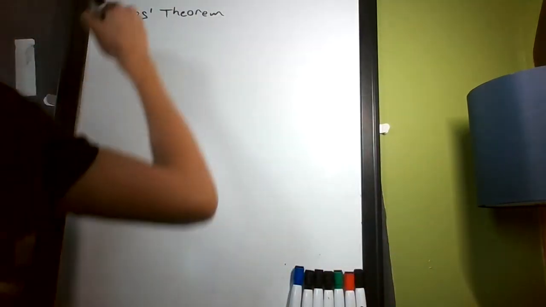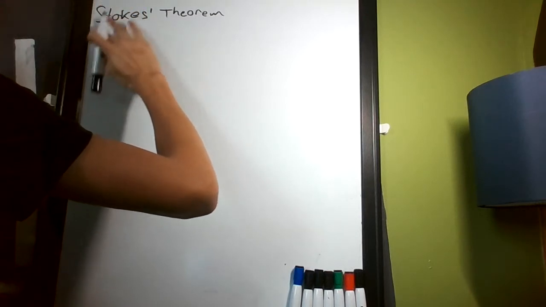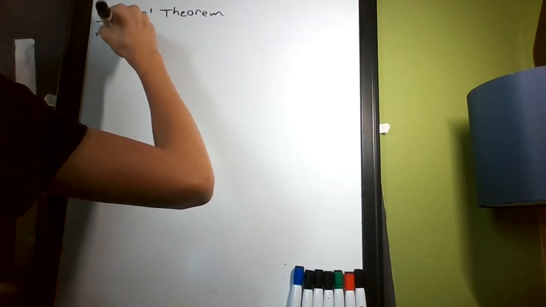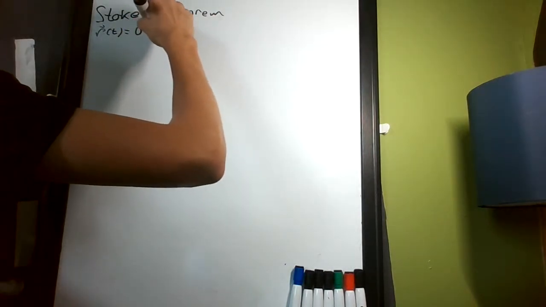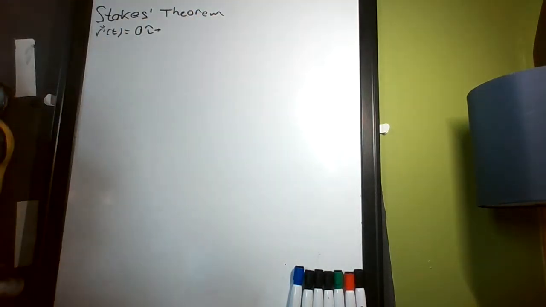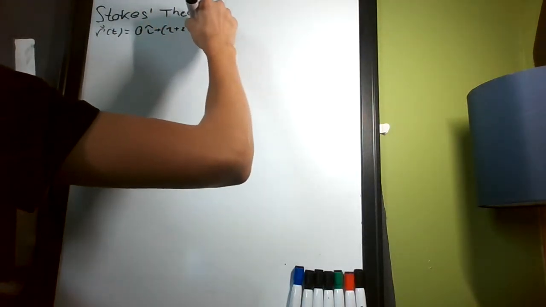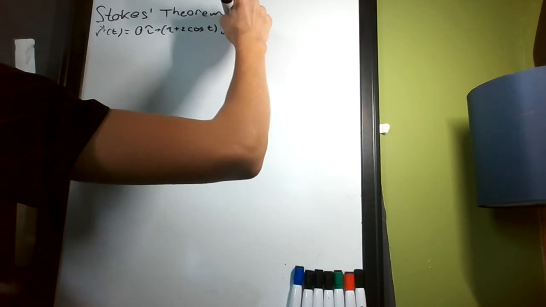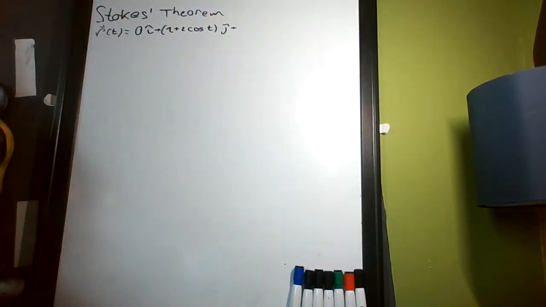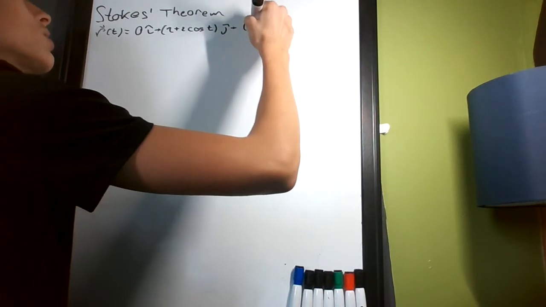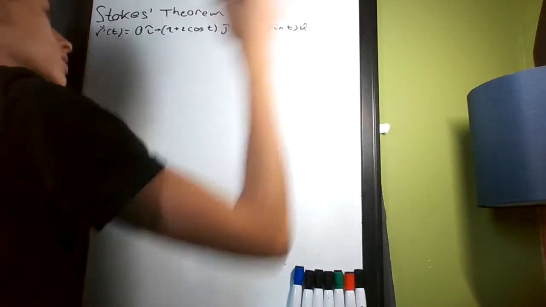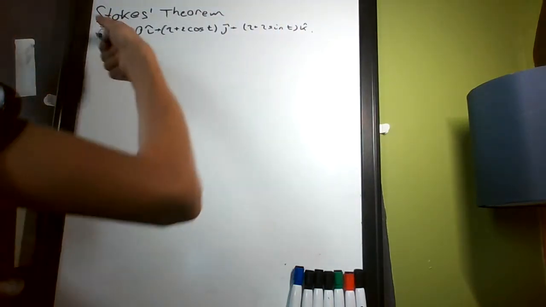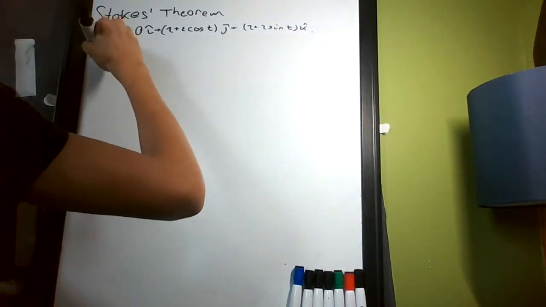I'm just going to parameterize them first. I'm going to have the curve parameterized by this. It's going to be 0 i hat, plus 2 plus 2 cosine t j hat, plus 2 plus 2 sine t k hat. Okay, so this is going to be our curve.